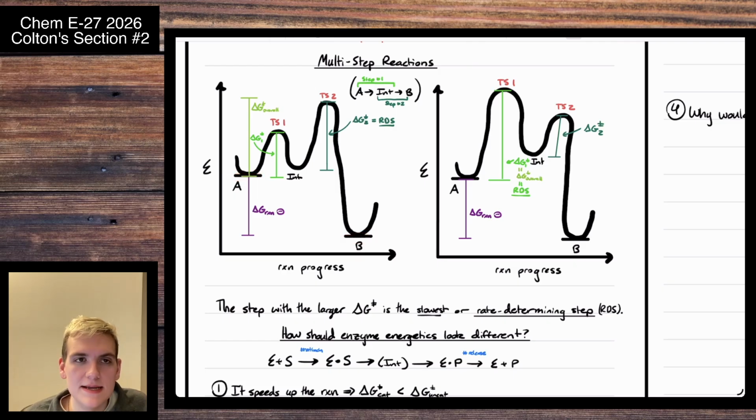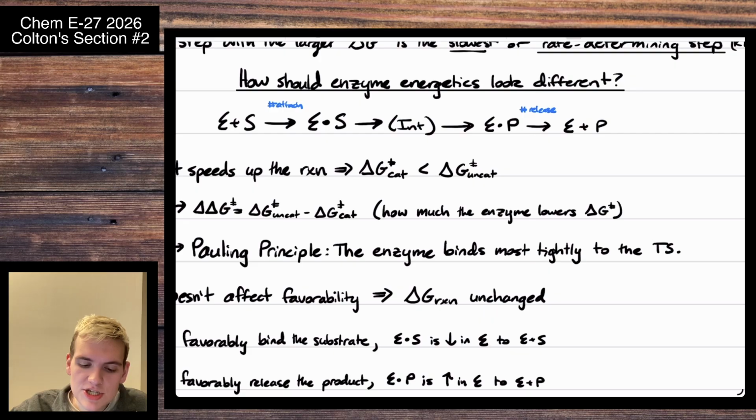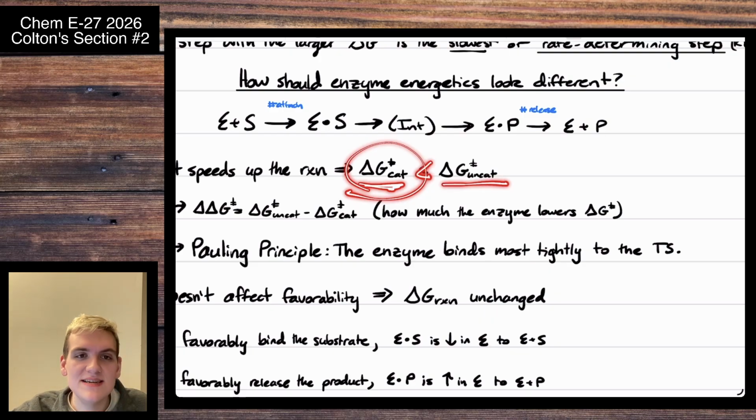So with this in mind, we've seen this in maybe Gen Chem and OChem 1, how should the enzyme energetics look differently when we have an enzyme involved? So one, we know enzymes speed up reactions, right? So reaction speed, that's delta G double dagger land. So our delta G double dagger for the catalyzed reaction for the enzyme should be smaller than the delta G double dagger for uncatalyzed. Otherwise, we're not speeding up the reaction, so what are we doing?